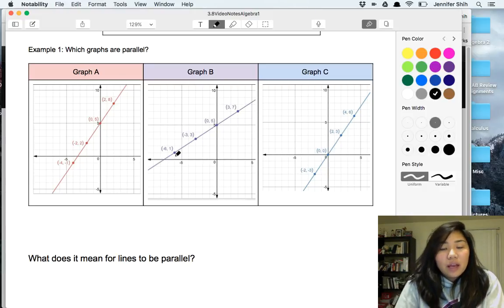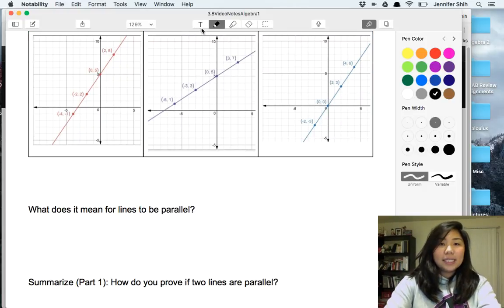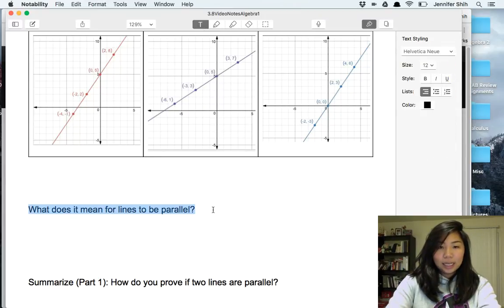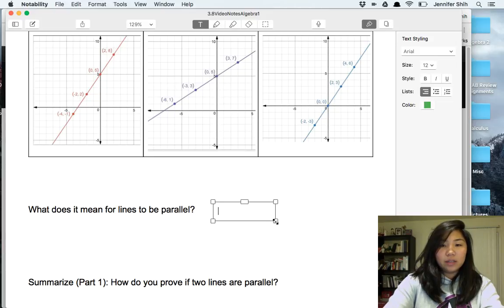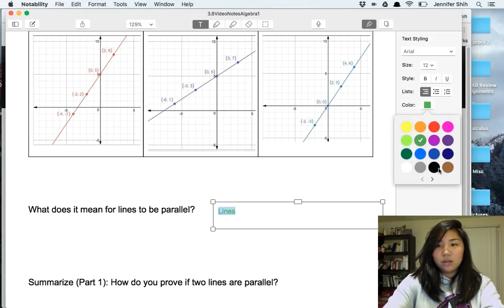What does it mean for lines to be parallel? Lines that are parallel, I guess I'll type this. Oh, okay, here we go. It's going. It's going to be green. Sorry if you can't see green. No, none of us can see green. Let me change this. Oh, what? Oh, they added more colors.